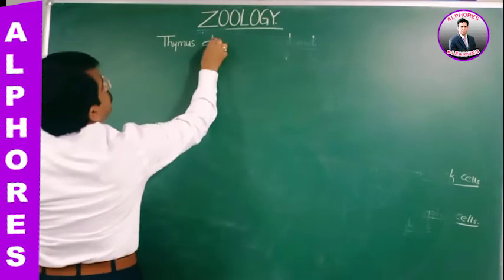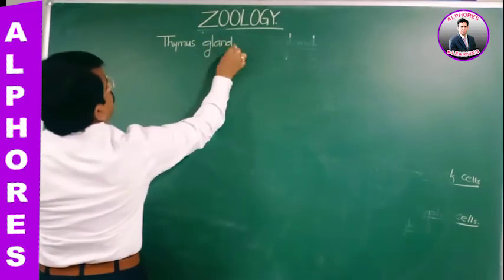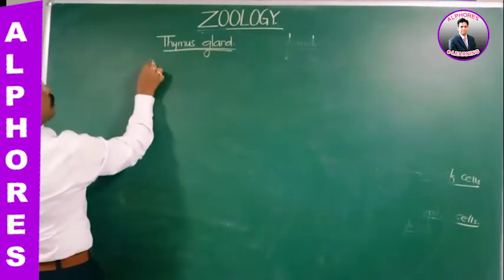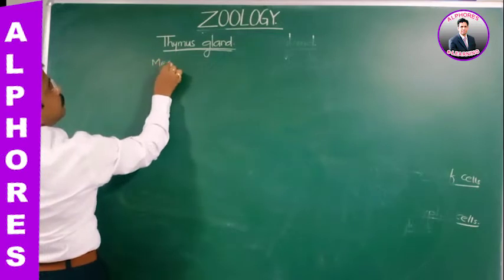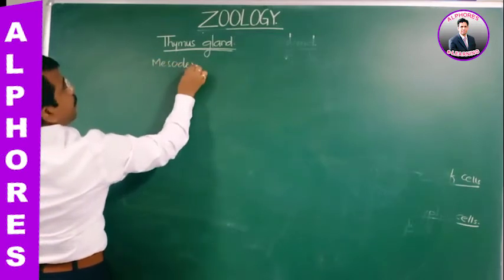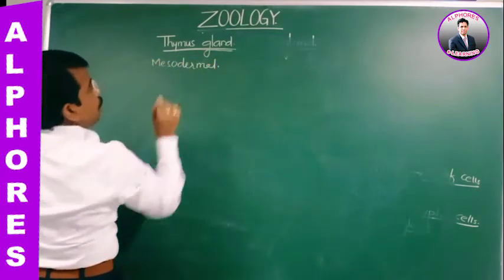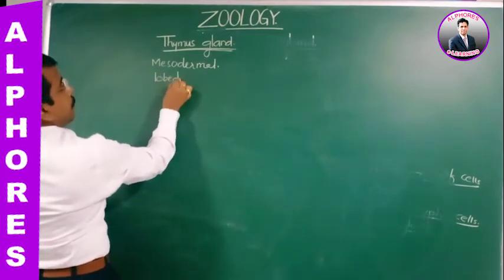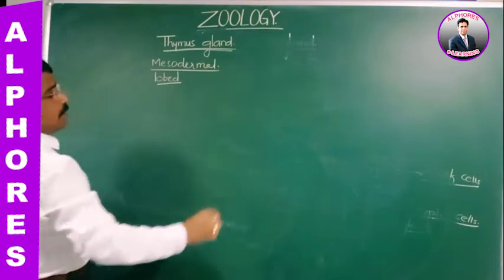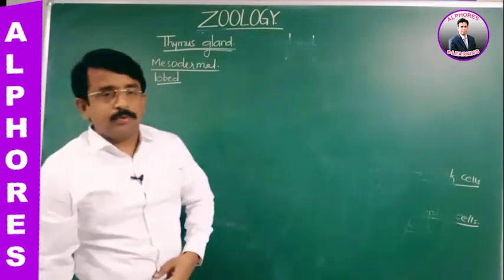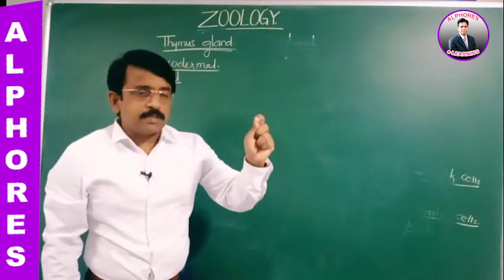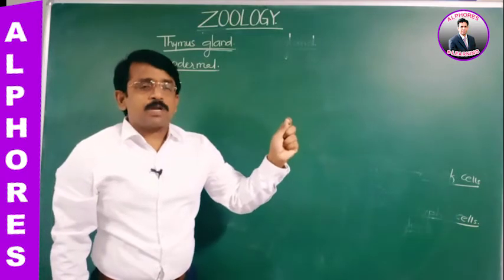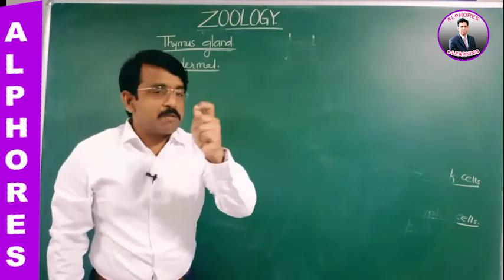The thymus gland is of mesodermal origin. It is a lobed gland, and the thymus is large in size at the time of birth. Progressively, as the age progresses, it shrinks.